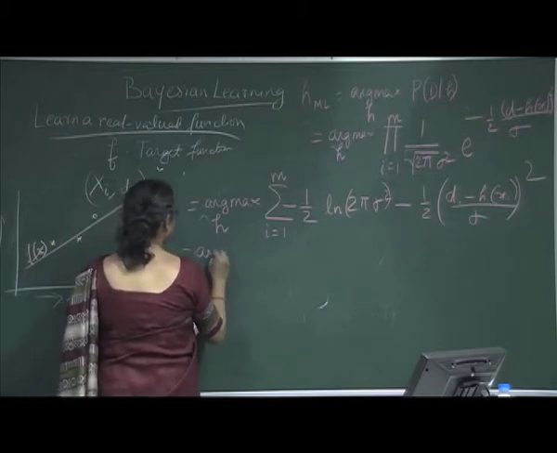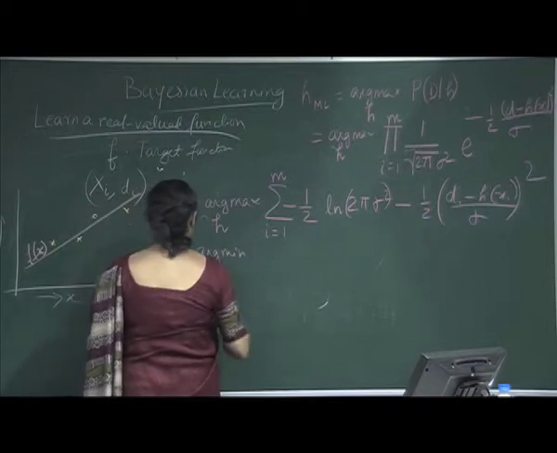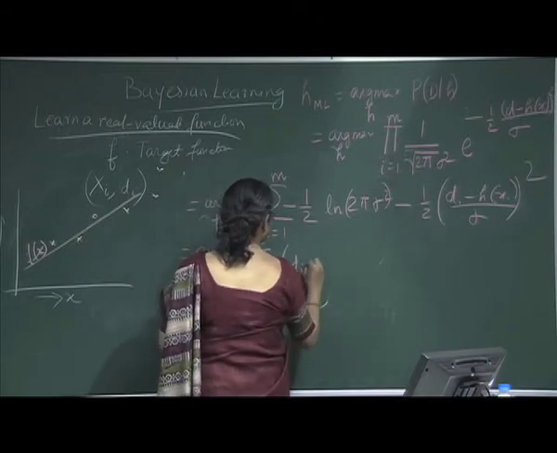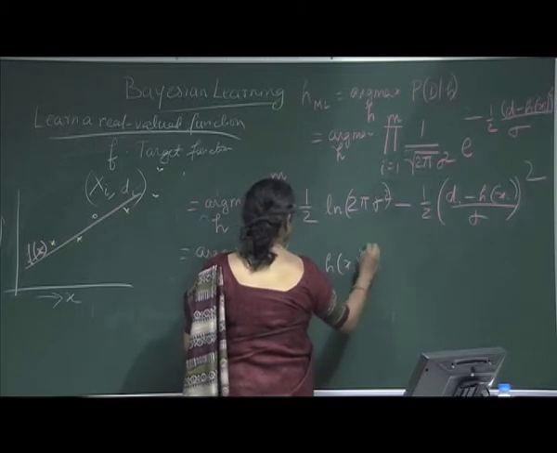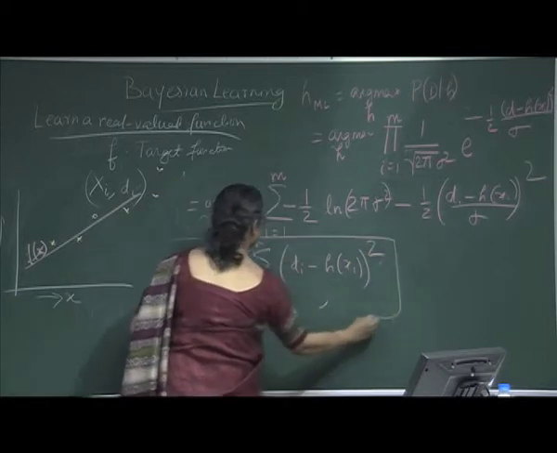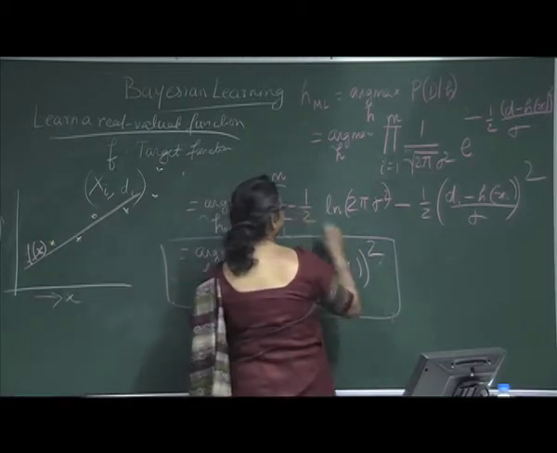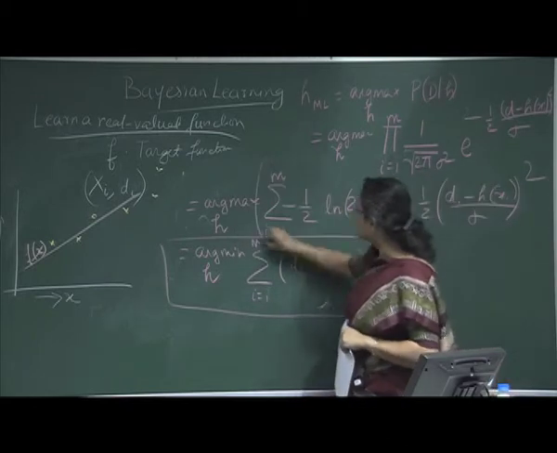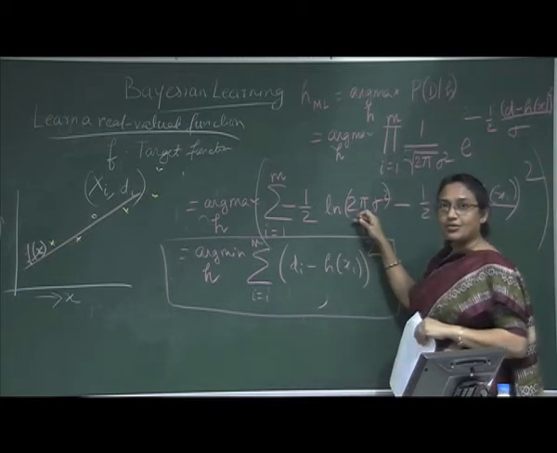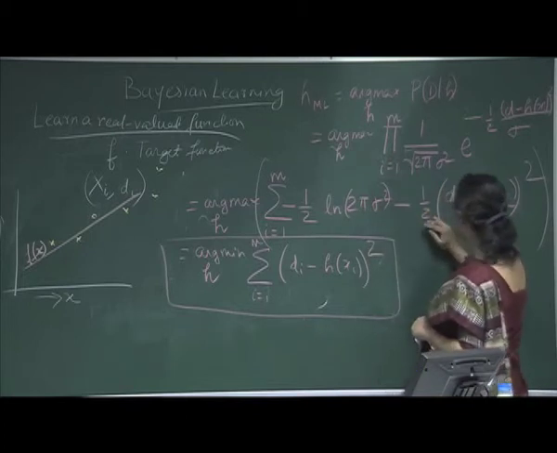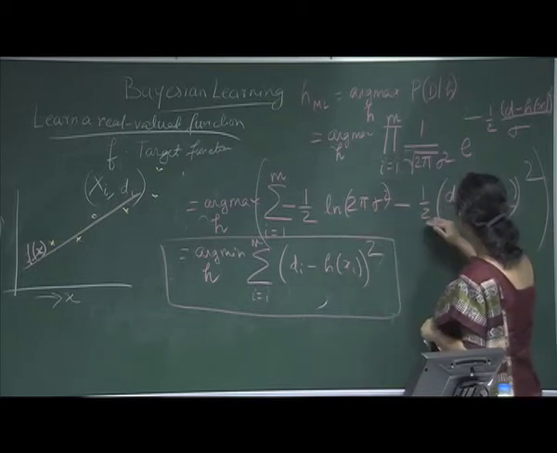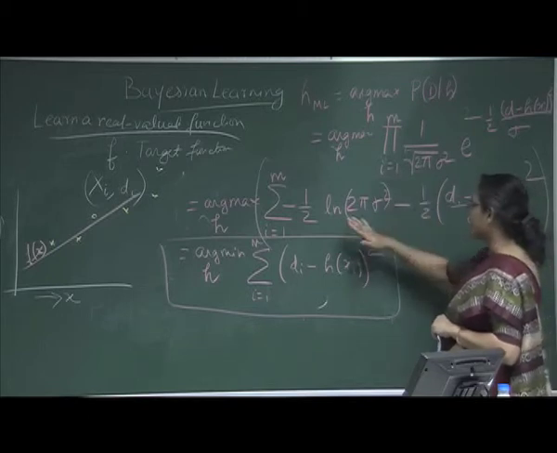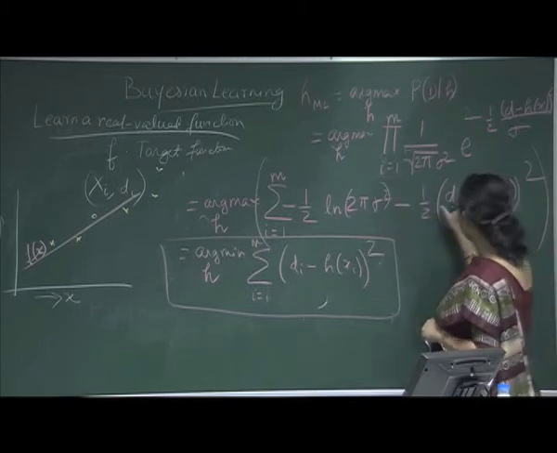So, by simplifying, what we get is that function for which summation i equal to 1 to m of (d_i minus h(x_i)) whole square is minimized. Why? Because this part is constant. When I am taking the hypothesis for which this expression is maximized, this part does not play a role because this is constant. So, this part plays a role, which is argmax over hypothesis of minus half (d_i minus h(x_i)) by sigma whole square. Half we can ignore, because whatever maximizes minus half of that also maximizes only this part.